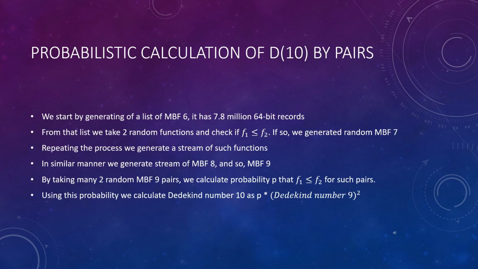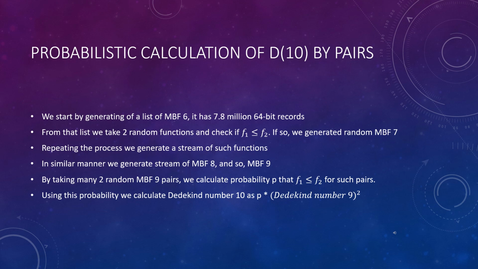Probabilistic calculation of Dedekind number 10 by pairs. We start by generating a list of monotone Boolean functions of 6 variables. It has 7.8 million 64-bit records and it fits into computer memory. From that list, we can take two random functions and check if function 1 is less or equal to function 2. If so, we have generated a random monotone Boolean function of 7 variables.